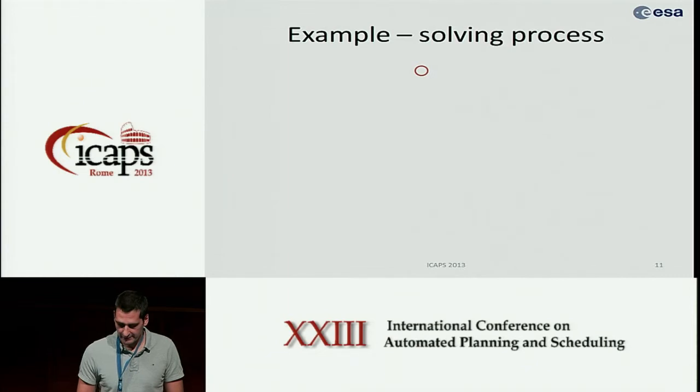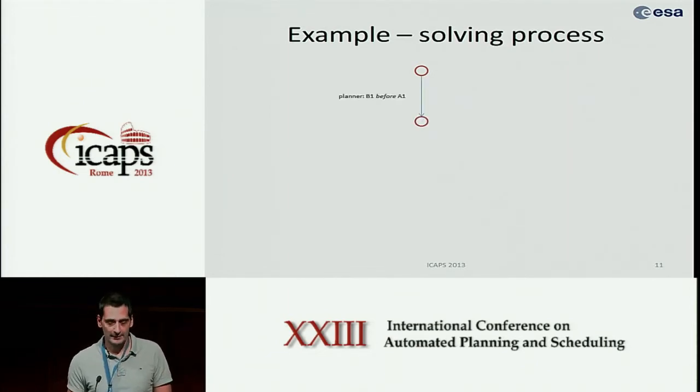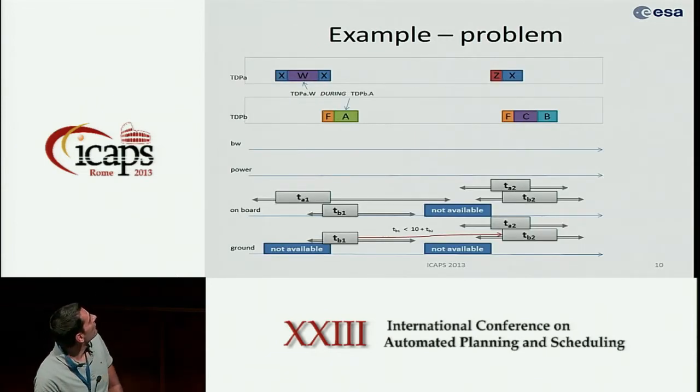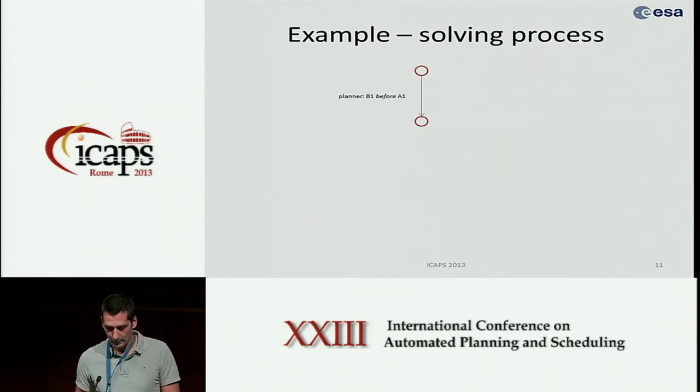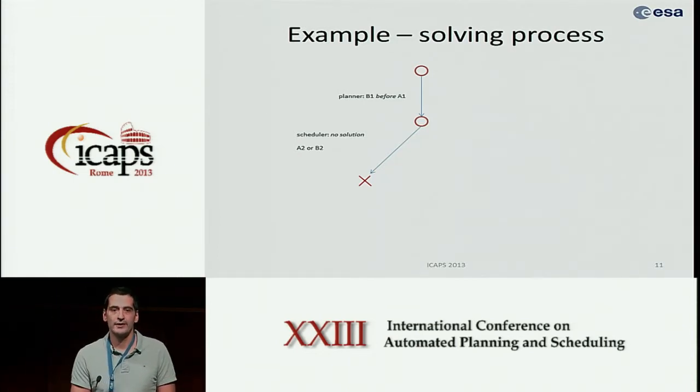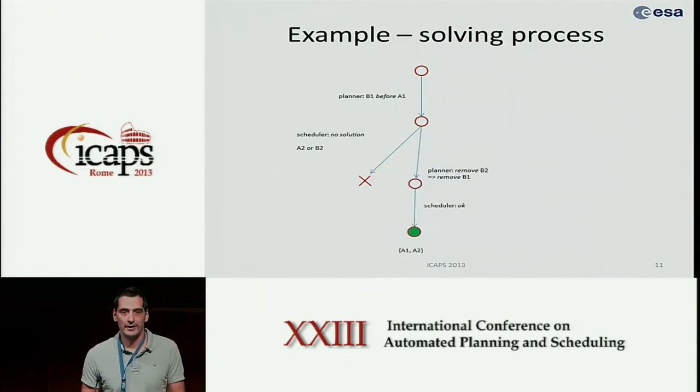So the solving process works like this. For instance, we can have a planning step where we can identify that B1 has to be before A1. If you go back to the example, putting B1 before A1 allows us to respect this constraint. And then we can proceed, we can try to schedule, and we see that we have a conflict between A2 and B2, and actually the scheduling is returning the conflict. So we know that the next step is to remove either A1 or A2.